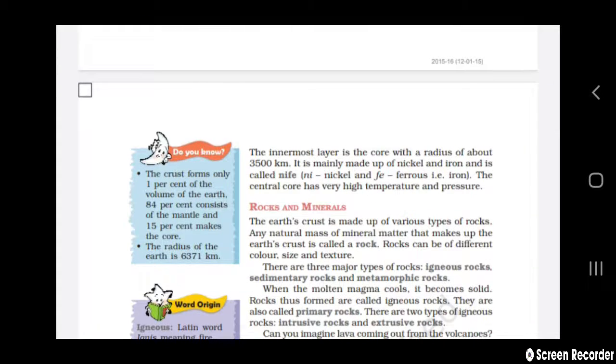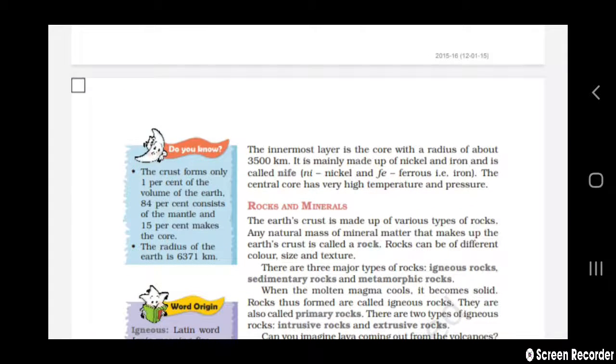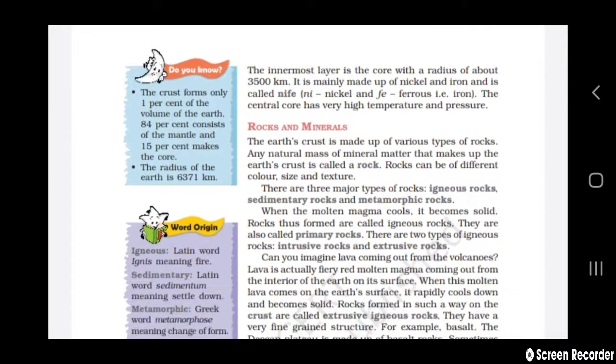The innermost layer is called the core, which has a radius of 3,500 kilometers. The core is mainly made up of nickel and iron. The chemical symbol for iron is Fe, and nickel is Ni. The central core has very high pressure and high temperature.